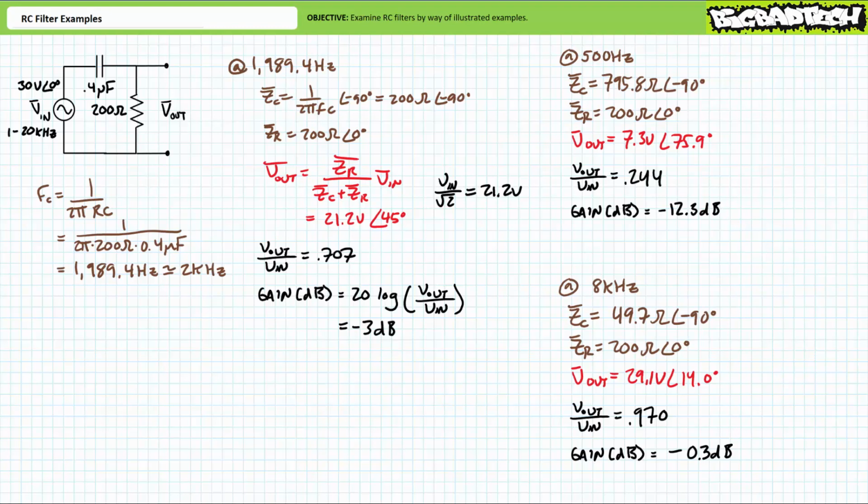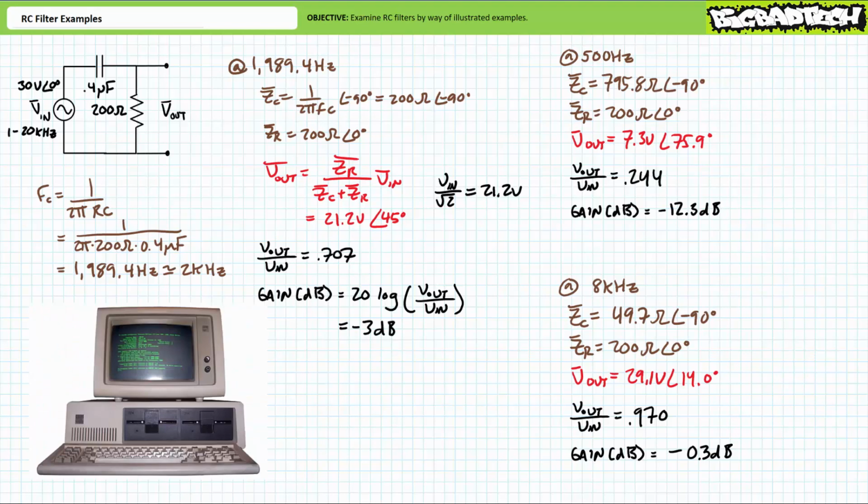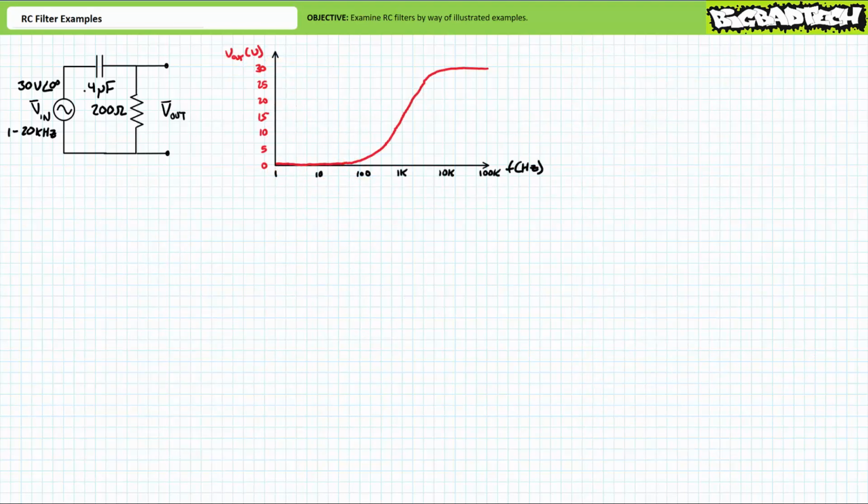Really, the only thing more I could ask you would be to plot these results for a range of frequencies, but ain't nobody got time for that. Computer, do a frequency sweep and plot output voltage on a semi-log plot. Doing so yields a plot like this.